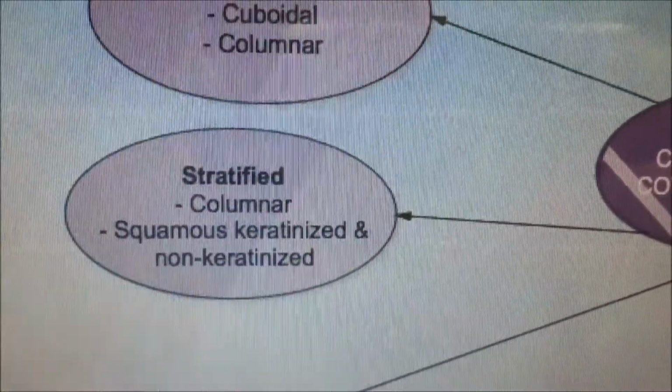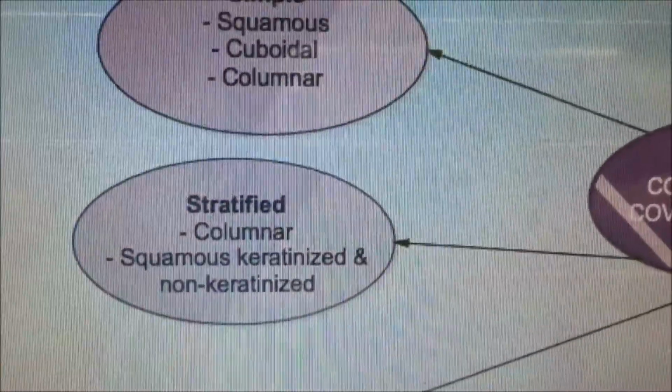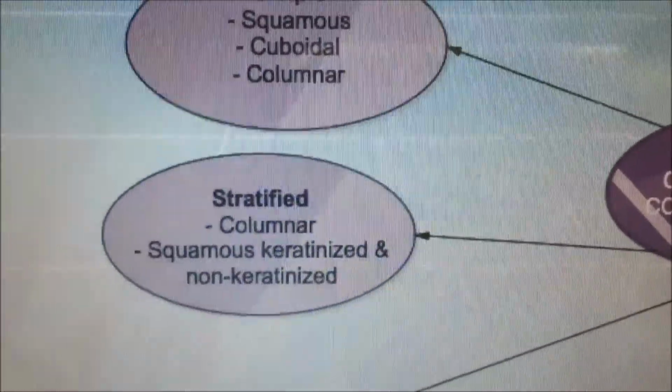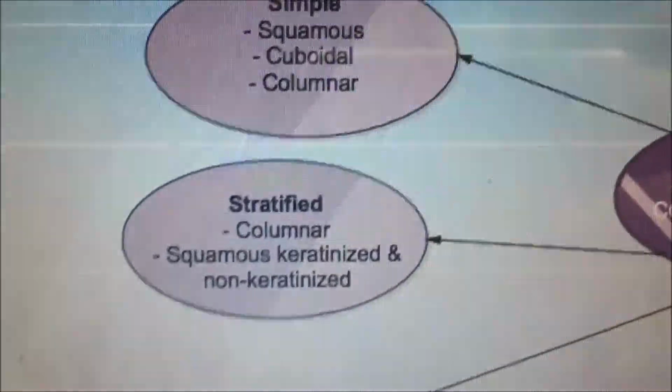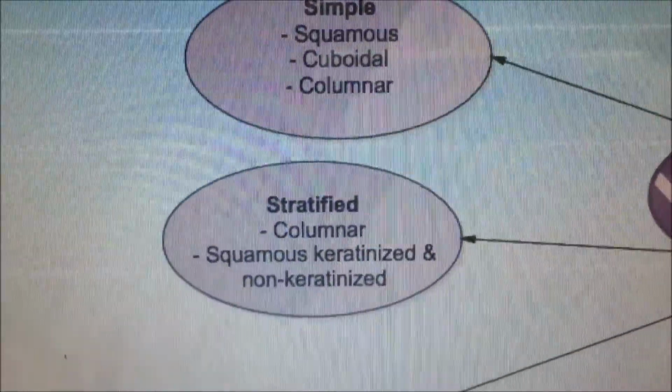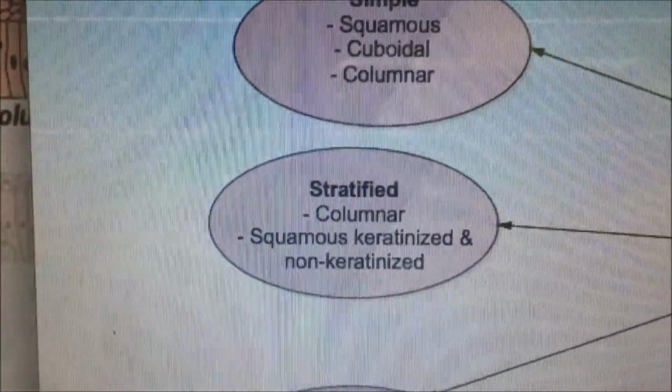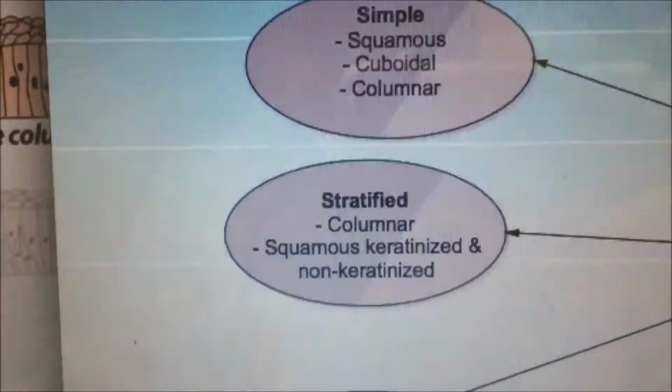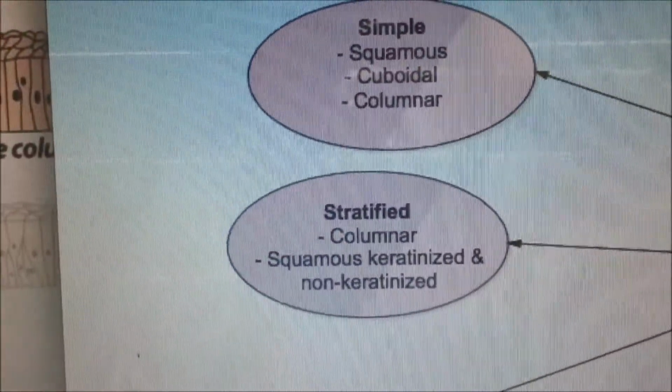The next common type of epithelia is the stratified epithelial cell, which is made up of two or more layers of epithelial cells. There are stratified columnar epithelia, and also the squamous keratinized and non-keratinized epithelial cells.